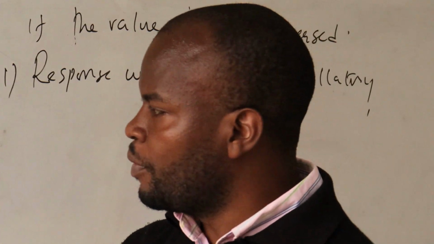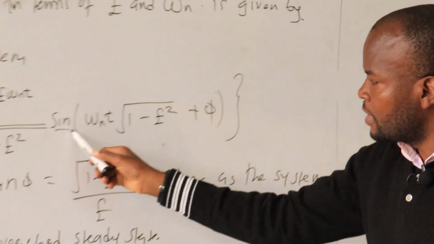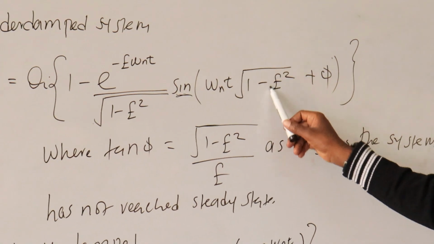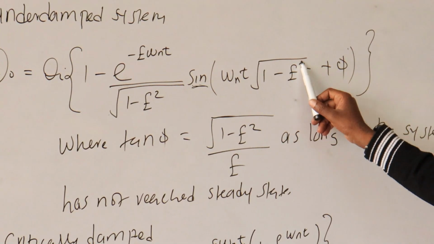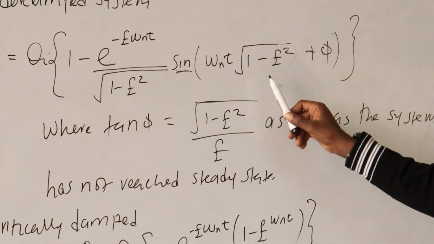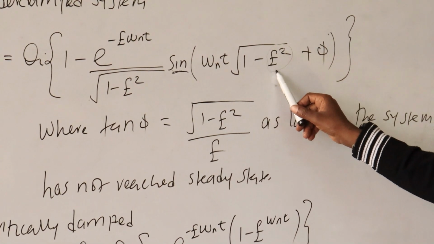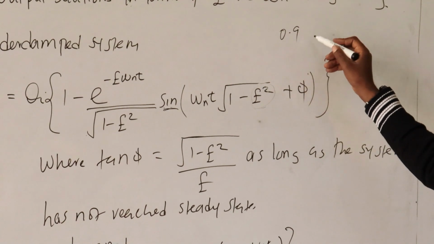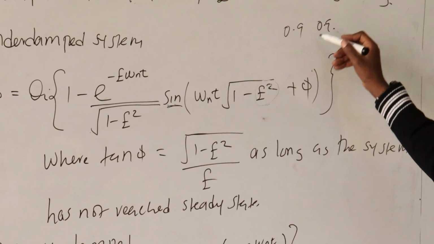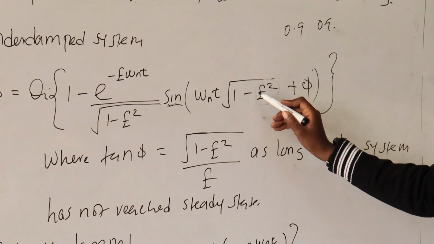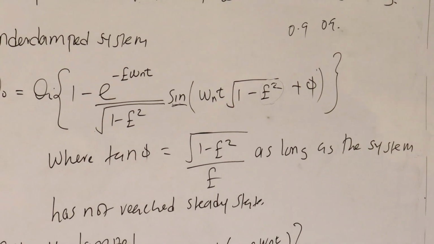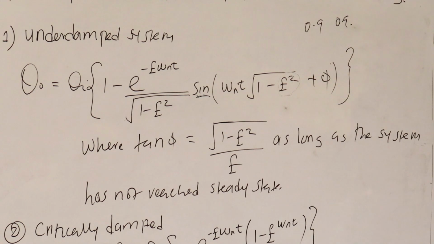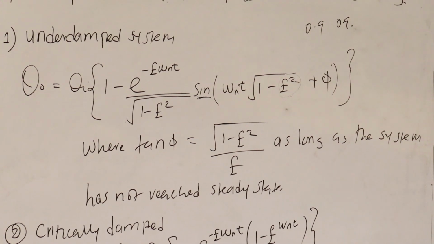What is responsible for the oscillation is the sine term here. And as we increase the value of zeta, let's say from 0.9, maybe you take it to 0.99, then it means that the response will become less oscillatory. So that is what we mean by that.